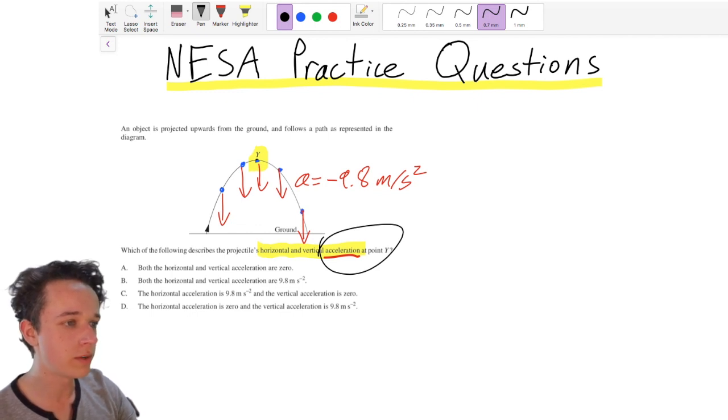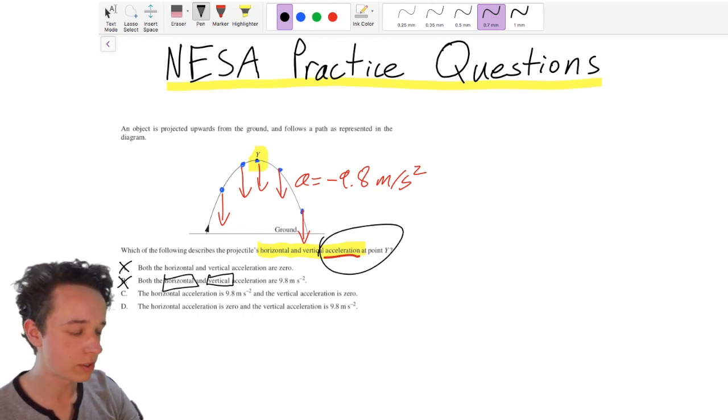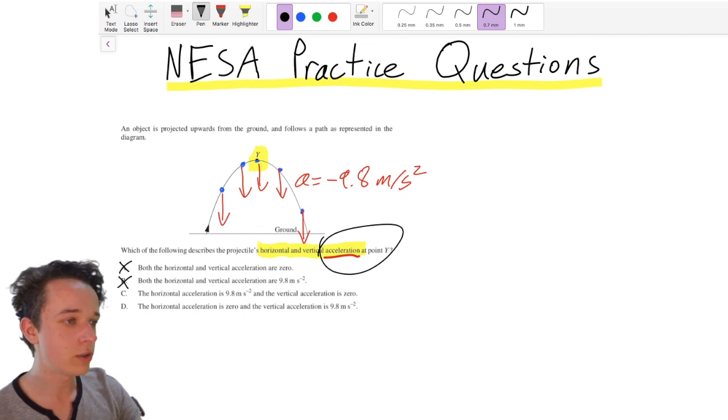A, both the horizontal and vertical acceleration are 0. No, that's not true because we do have an acceleration. B, both the horizontal and vertical accelerations are 9.8 meters per second squared. No, the vertical direction has an acceleration, but the horizontal direction does not. So that's why this is wrong.